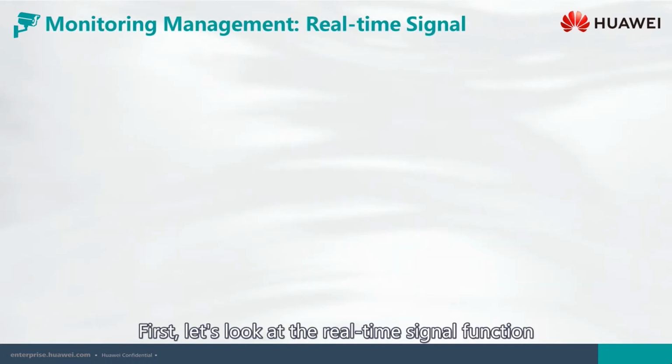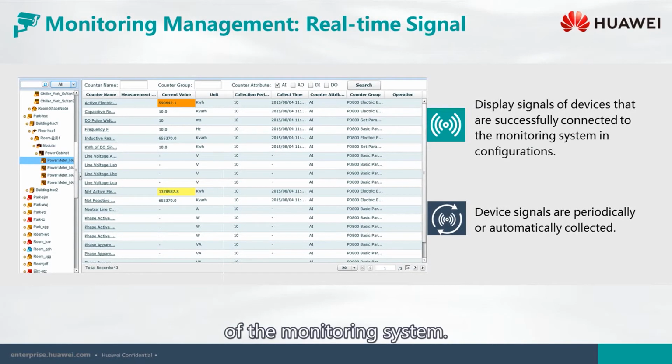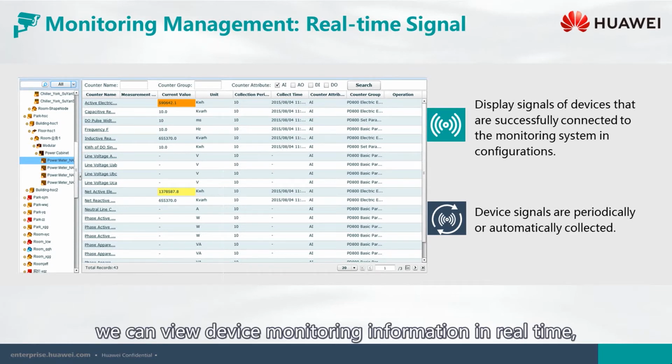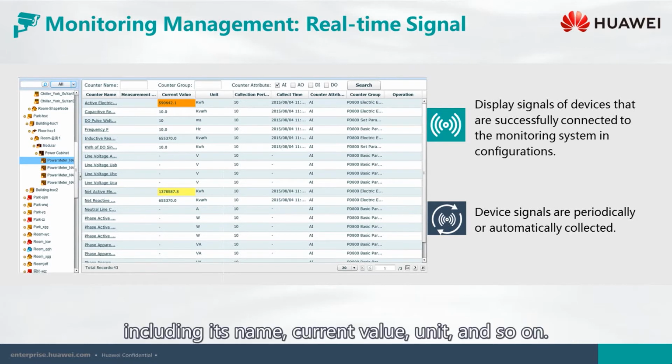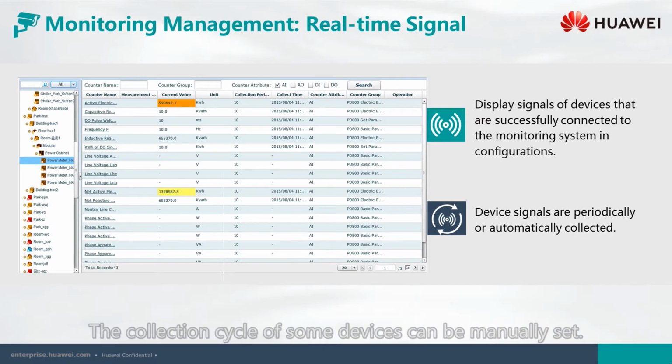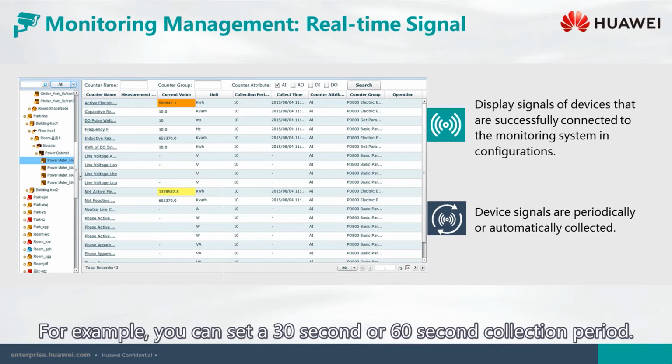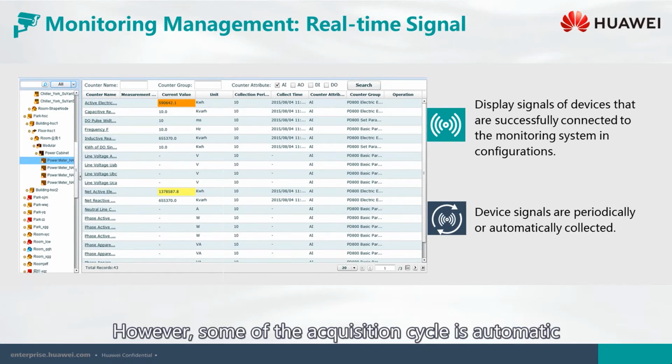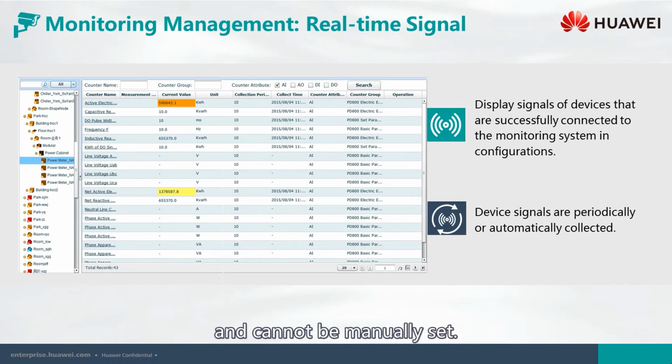First, let's look at the real-time signal function of the monitoring system. In the interface of the display device signal, we can view device monitoring information in real time, including its name, current value, unit, and so on. The collection cycle of some devices can be manually set. For example, you can set a 30-second or 60-second collection period. However, some of the acquisition cycle is automatic and cannot be manually set.